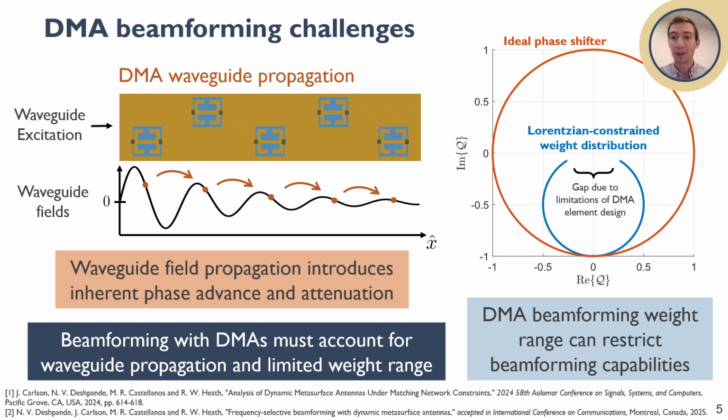Moreover, because of the varactor diode and how we tune each of the DMA elements, rather than having an antenna weight distribution that is really nice, like an ideal phase shifter, as we see on the right, with 360 degrees in unit amplitude, we instead can characterize the element weights from each of the DMAs by a Lorentzian constraint, as we see in that blue curve there. We see that this is significantly limited compared to the phased array, and so these beamforming limitations for both the waveguide and the Lorentzian constraint can introduce some significant challenges for actually coming up with a wideband beamforming solution.